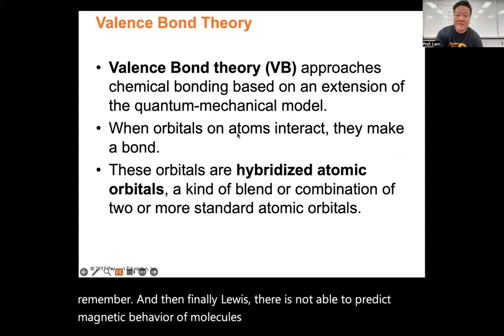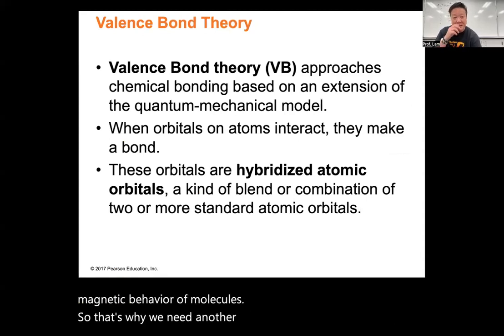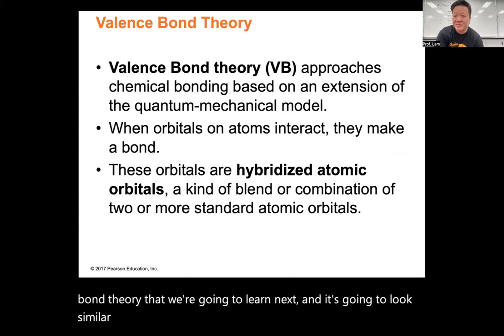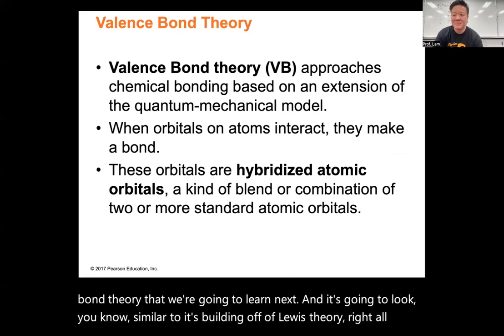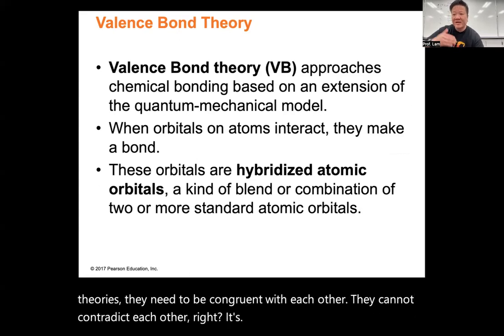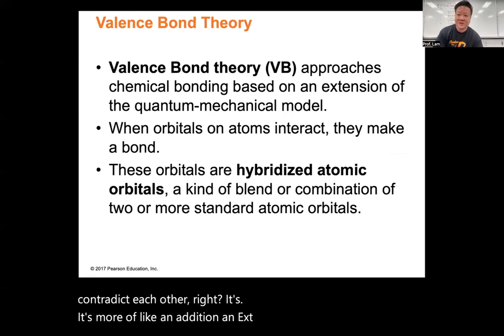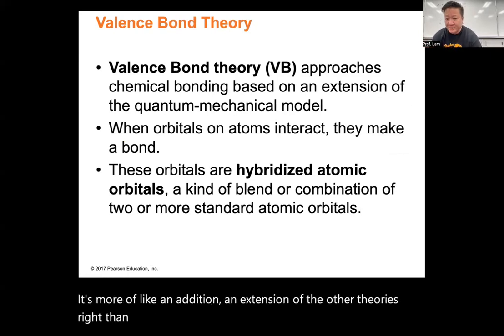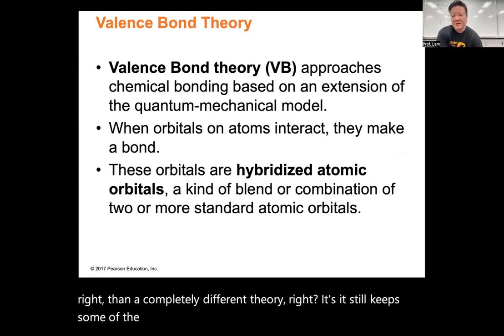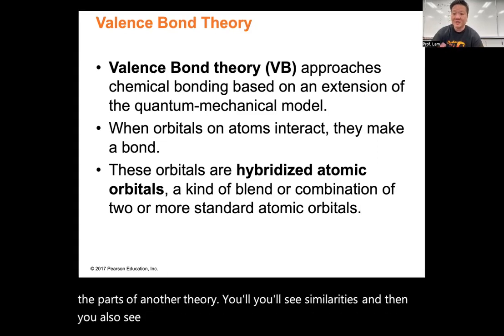So that's why we need another theory, right? This one is valence bond theory that we're gonna learn next, and it's building off of Lewis theory, right? All these theories need to be congruent with each other. They cannot contradict each other, right? It's more of an addition, an extension of the other theories, than a completely different theory. It still keeps some of the parts of another theory. You'll see similarities, and then you also see additions, right? It's able to make more predictions.